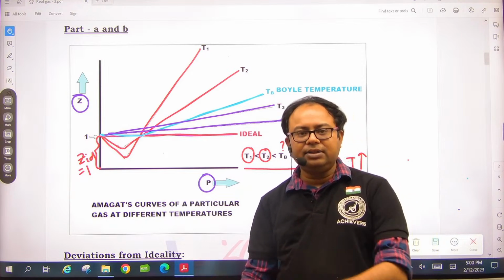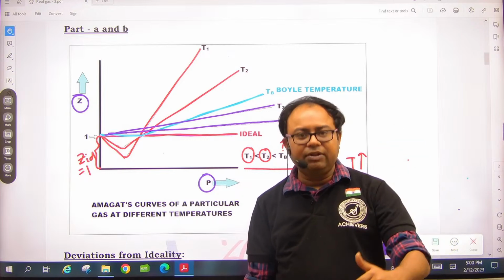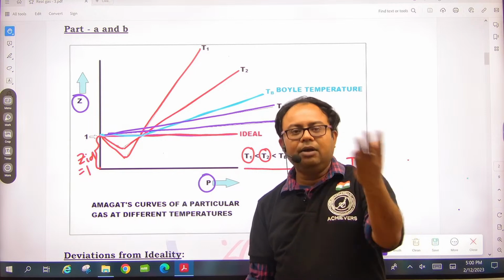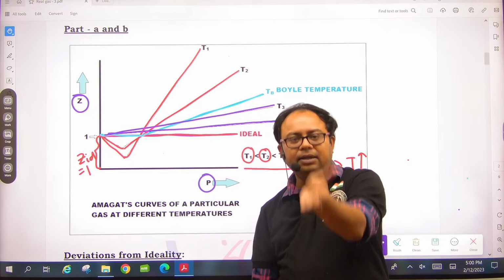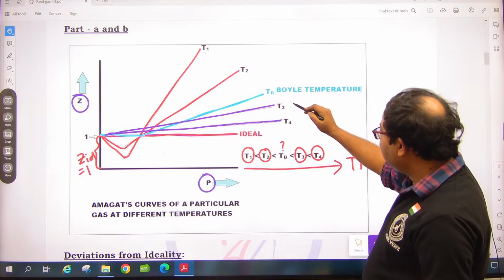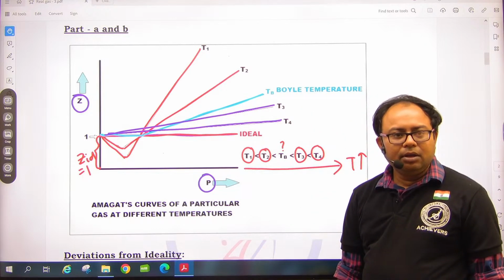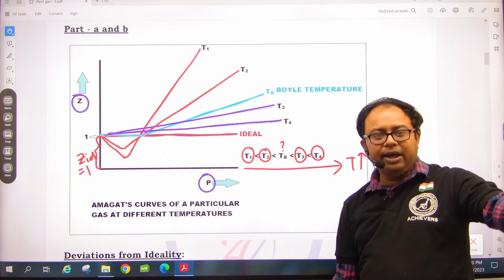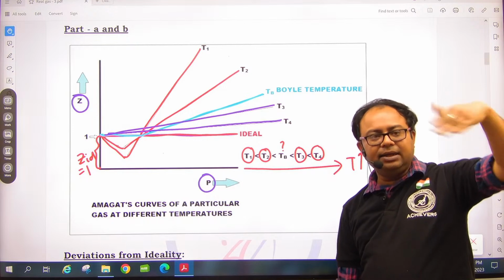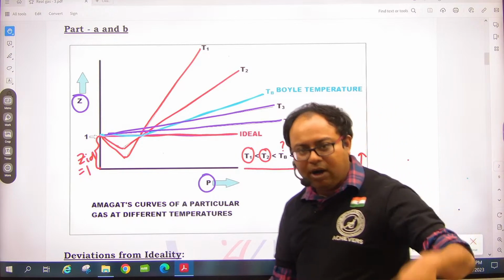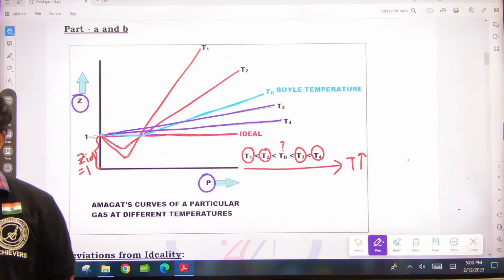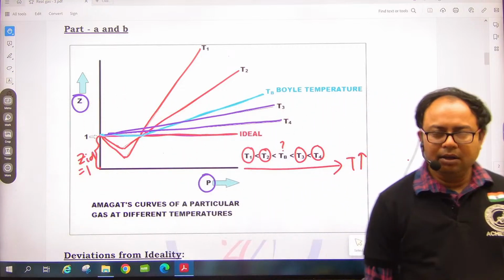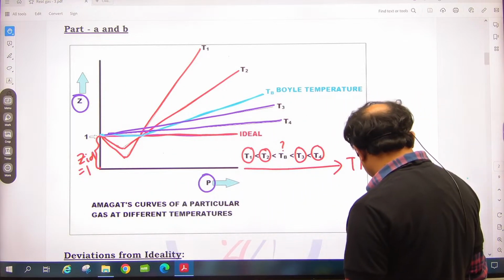And if you keep on increasing the temperature beyond TB, you'll just have that upward movement only, but the intensity will gradually get lowered and lowered with every increase in temperature. So this is our observation. Let us jot down the observations at first.